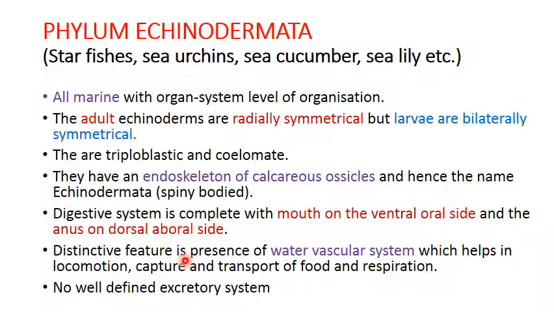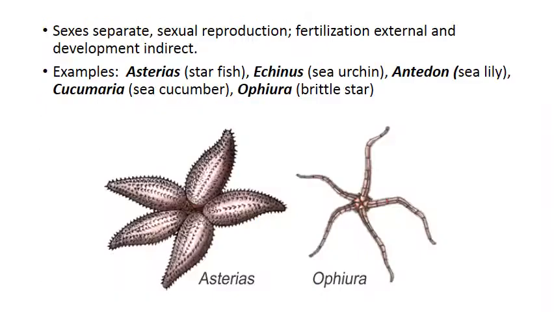Now what is its distinctive feature? The presence of a water vascular system. That means there are canals, like in a starfish, where five canals radiate into the five arms, open to the outside by the madreporite. And what is attached along these canals? Tube feet. This helps in locomotion, capture and transport of food, and respiration, because water will be circulating through this. There is no well-defined excretory system. It occurs through the general body surface.